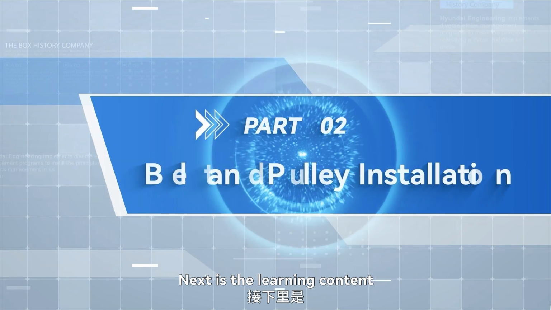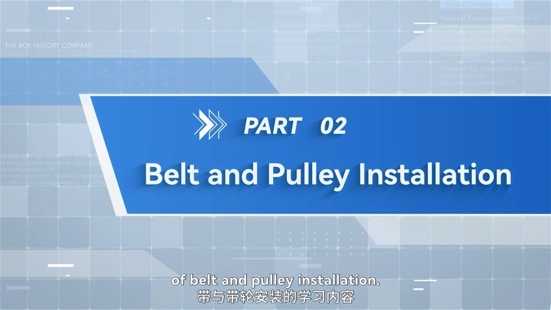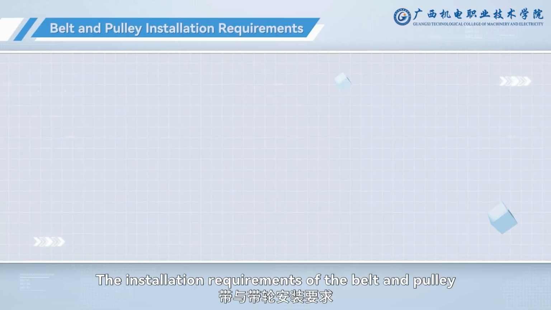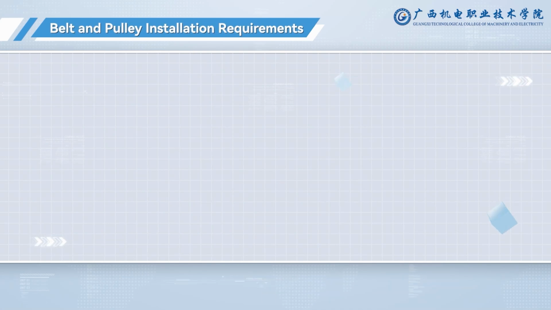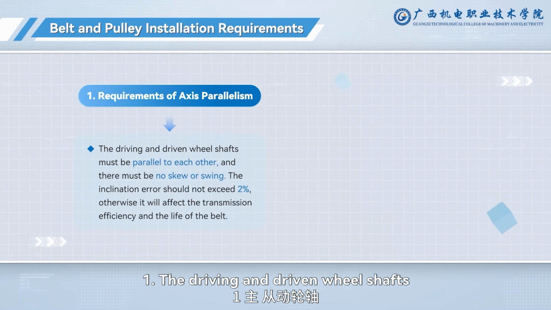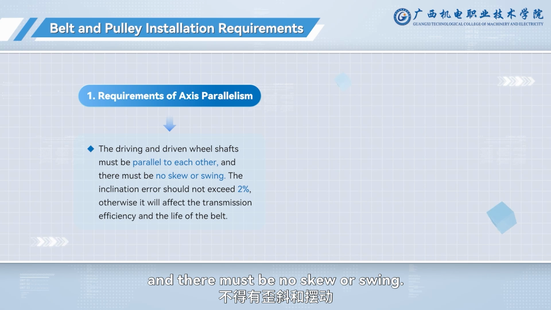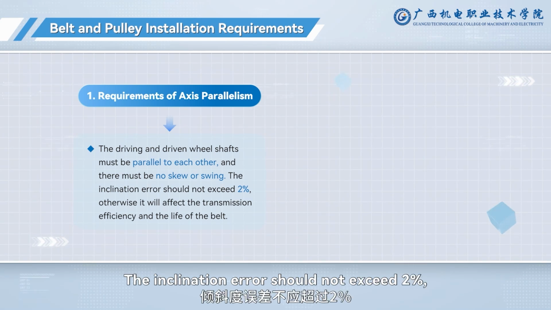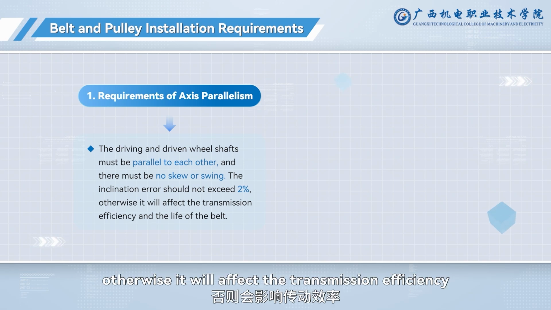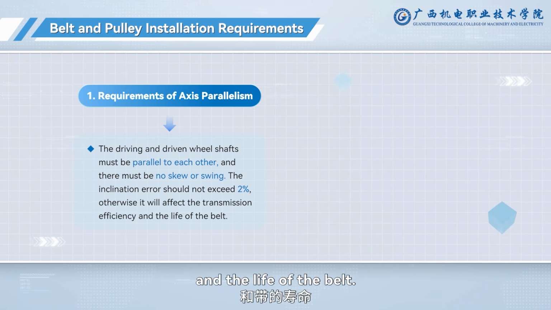Next is the learning content of belt and pulley installation. The installation requirements of the belt and pulley are as follows. 1. The driving and driven wheel shafts must be parallel to each other, and there must be no skew or swing. The inclination error should not exceed 2%, otherwise it will affect the transmission efficiency and the life of the belt.